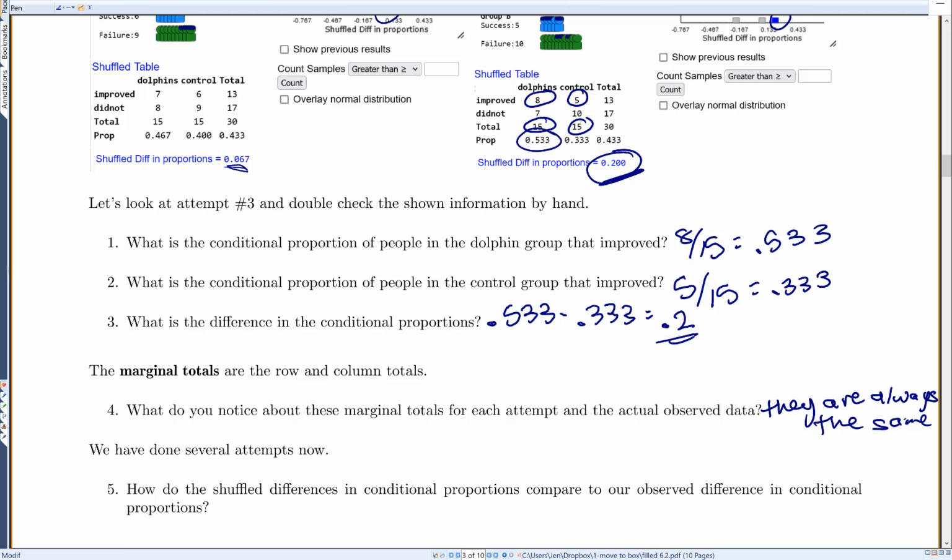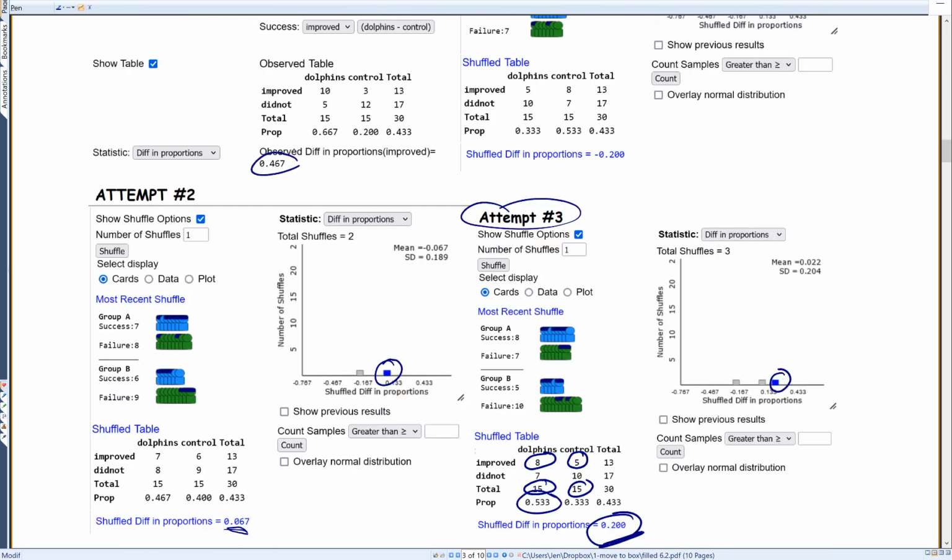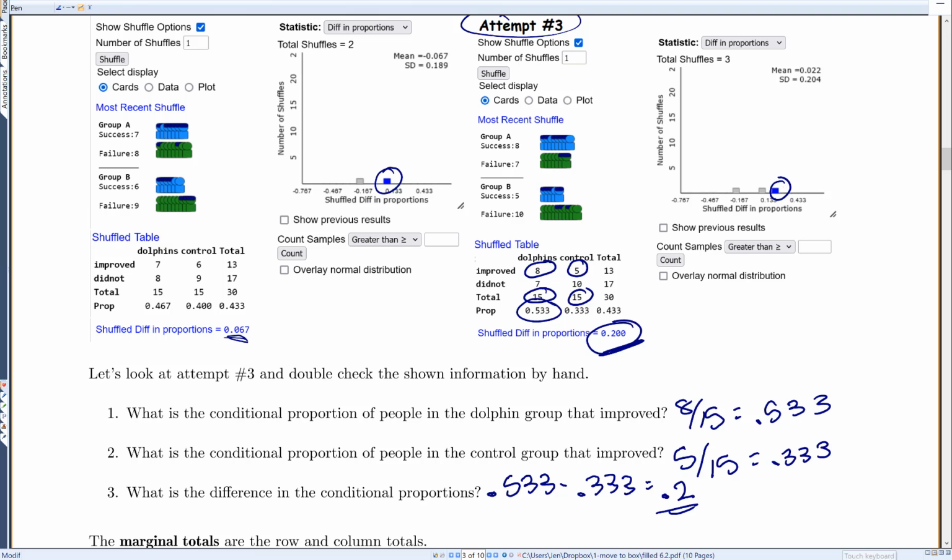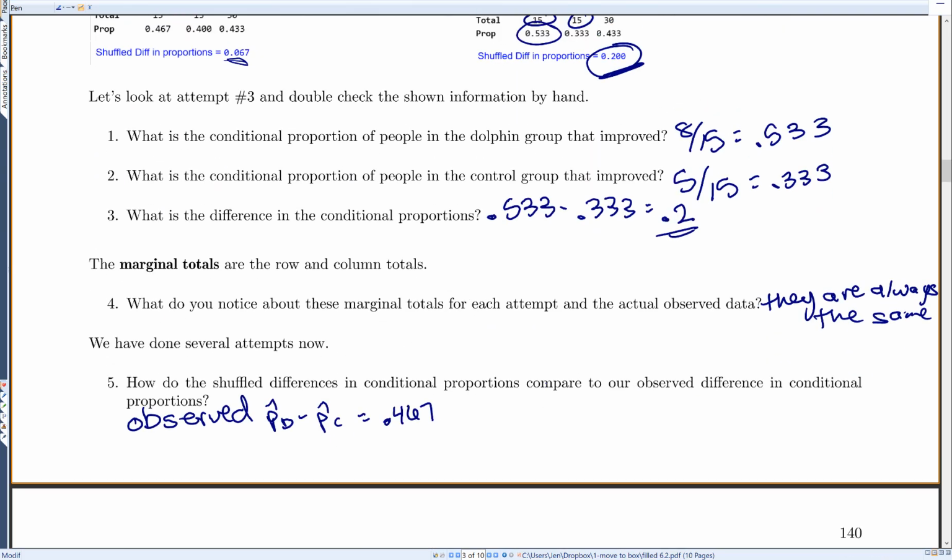So now we've done several attempts. How did our shuffled differences in conditional proportions compare to our observed difference in conditional proportions? Our observed p hat for the dolphins minus p hat for our control was 0.467. So here was my observed right here, 0.467. My shuffled ones were like negative 0.2, 0.067, 0.2, so they seem to be smaller. So the observed difference seems to be bigger.